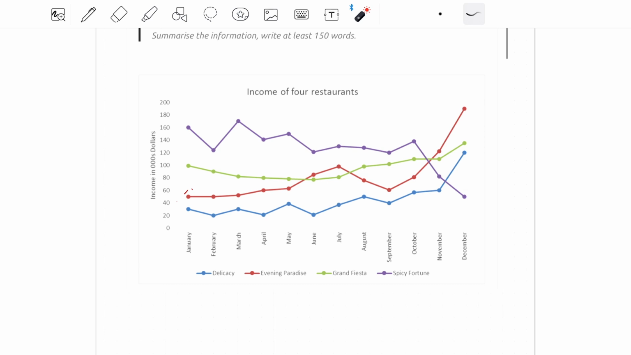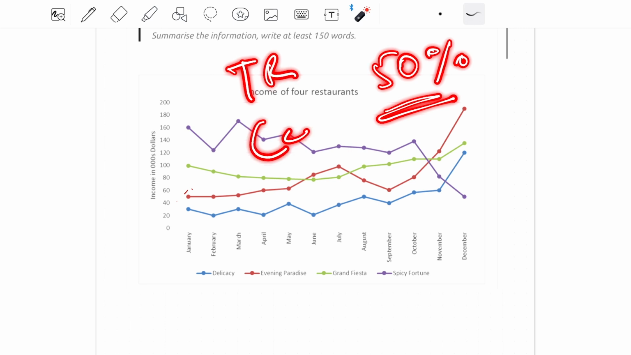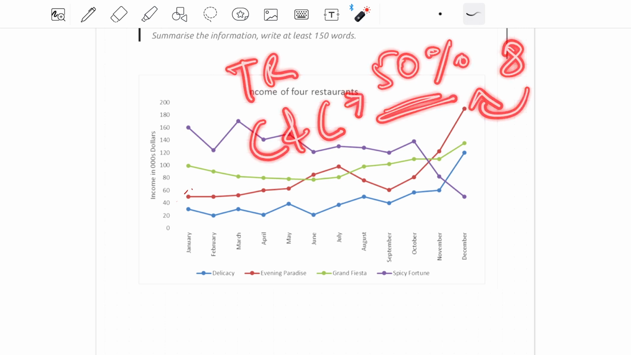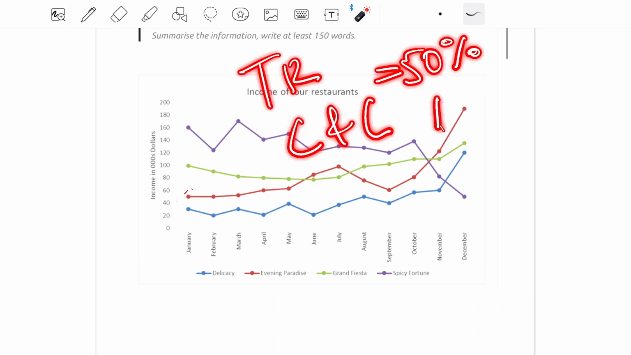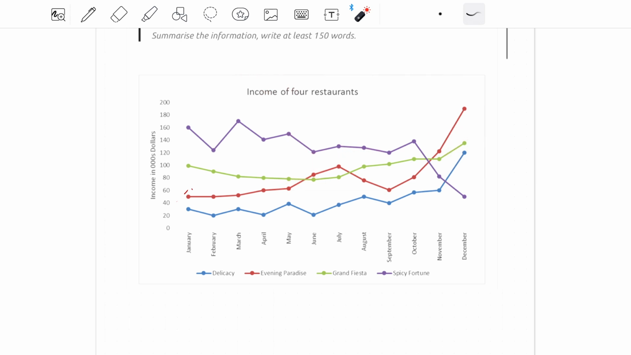So if you do this, then you are ensuring that at least in terms of task response and coherence and cohesion, you are getting 8 bands, which is 50% of your score. And if you are getting 8 bands in these two, then all you need to do is just ensure that you're writing the correct vocabulary and you're using decent grammar structures, and all of this should ensure a very high score.